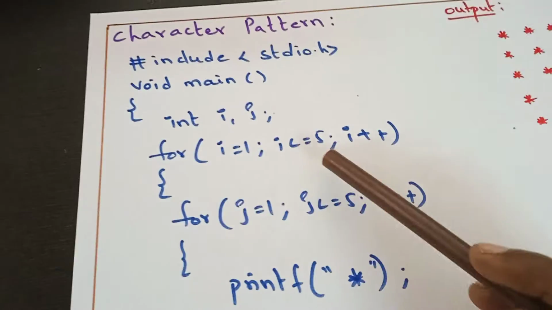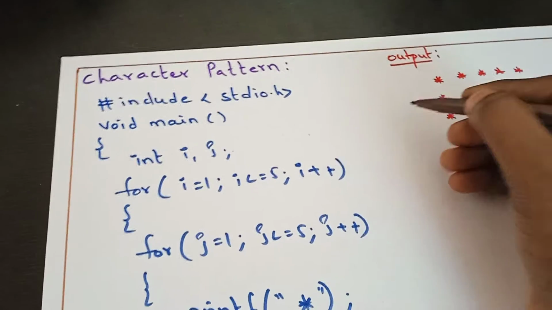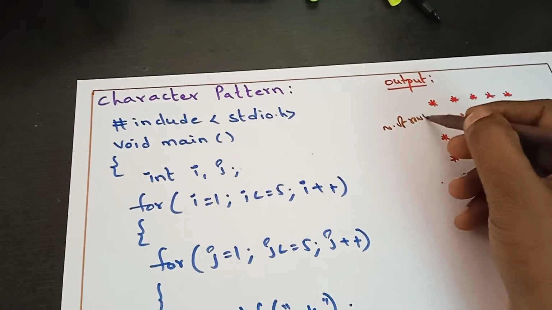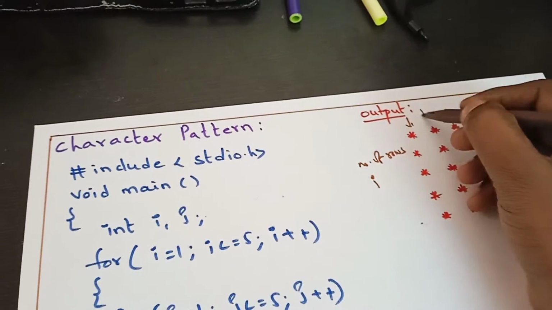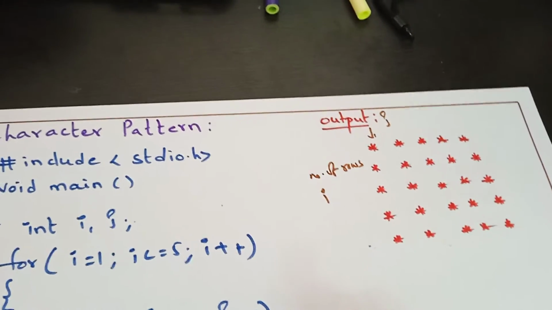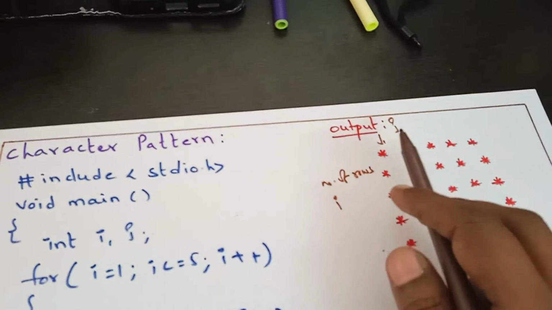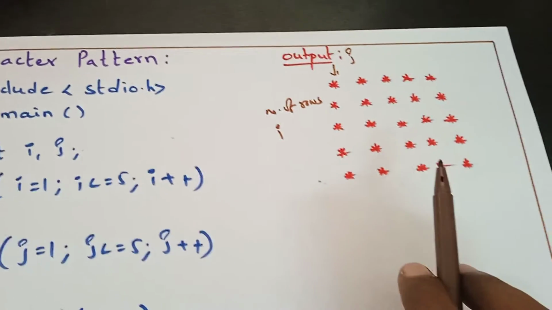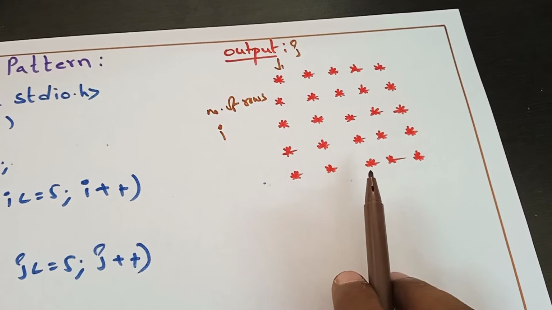Now look at this. I'm taking i to indicate the number of rows and j to indicate the number of columns, as far as my program is concerned. So the number of rows is represented with i and the number of columns with j. Now look at this, how many rows and how many columns is this pattern? 5 rows and 5 columns.